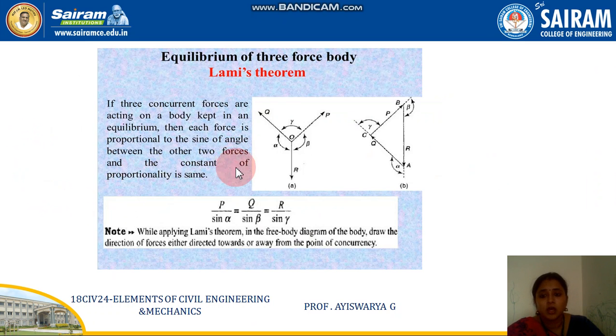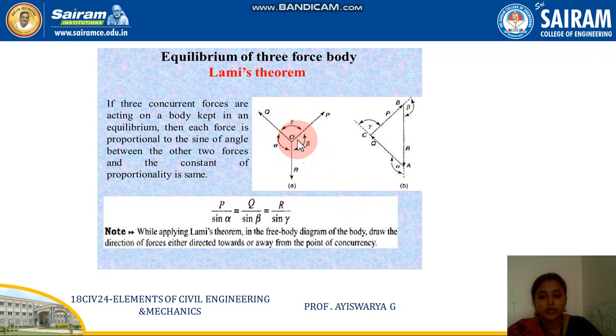The next one is how to find the equilibrium of a three-force body. In our earlier lecture videos, we have seen the two-force system derivation, that is the parallelogram theorem. But there is a three-force system derivation, that is Lami's theorem. So you can see three forces P, Q and R in different directions, and they have some angles alpha, beta and gamma. It seems like all the forces are in a concurrent force system. Concurrent means they lie in the same plane, right?